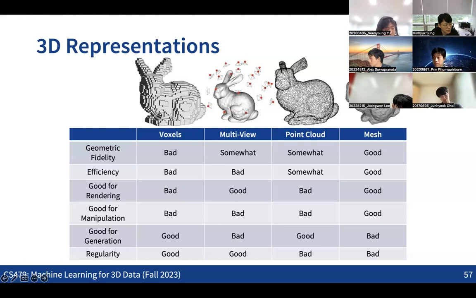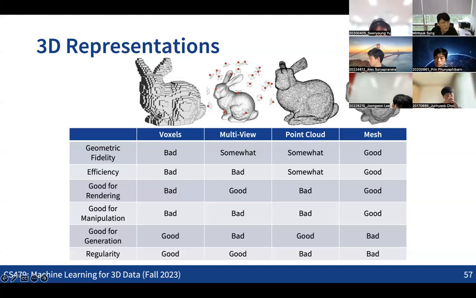For generation, generating a voxel representation is actually quite easy because we know how to do these things for 2D images as well. So in terms of generation, voxels might be good, but obviously the quality of the output may not be good because of the lack of resolution. Also, point cloud generation is quite easy because there are no constraints in terms of validity. But if we want to make a mesh structure, it's not that easy because of the many conditions for valid shapes.